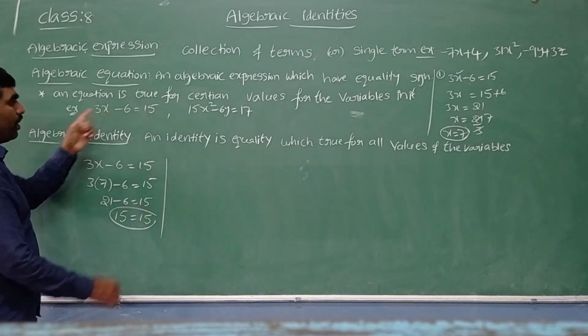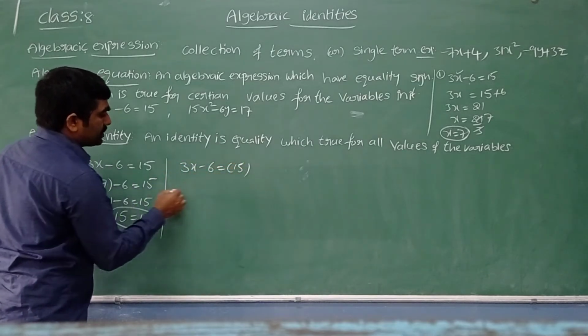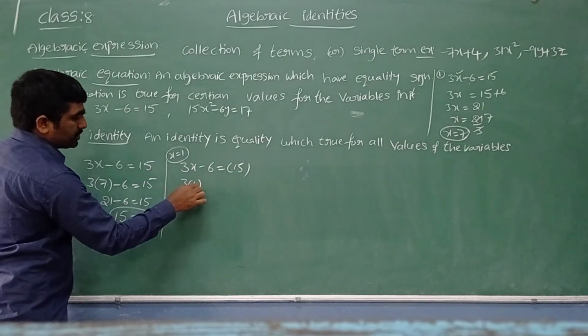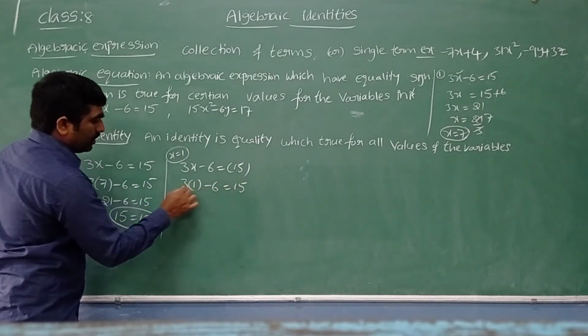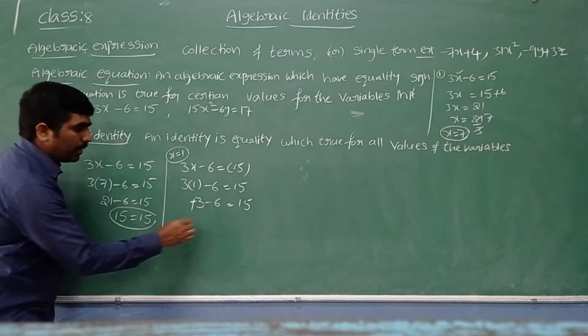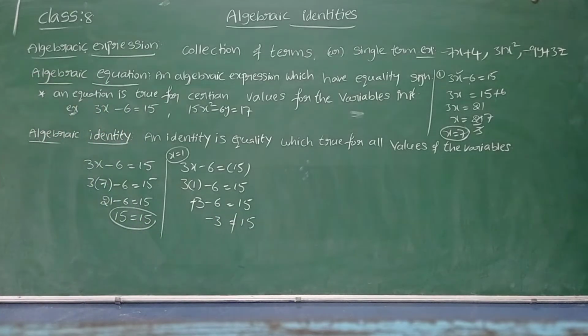Now let me take the same algebraic equation, 3x minus 6 equal to 15. This time I take x equal to 1. 3 in the place of x, 1, minus 6 equal to 15. 3 ones are 3. 3 minus 6 is minus 3, equal to 15. Can I say both are the same? No, not equal. Means what?